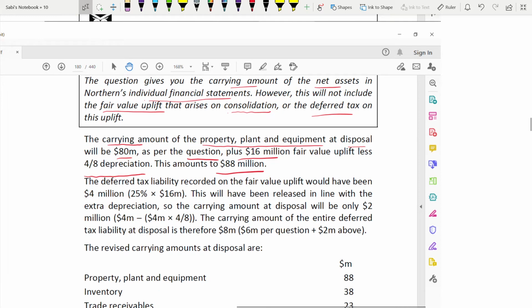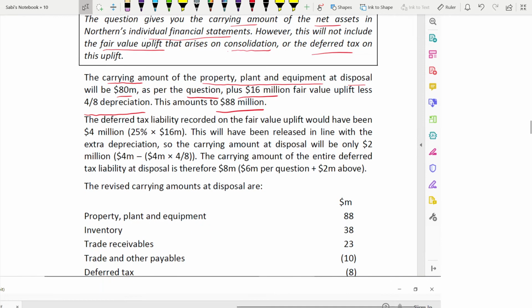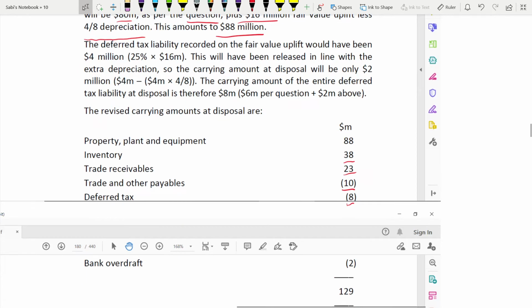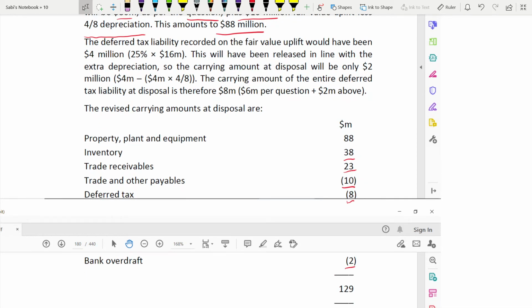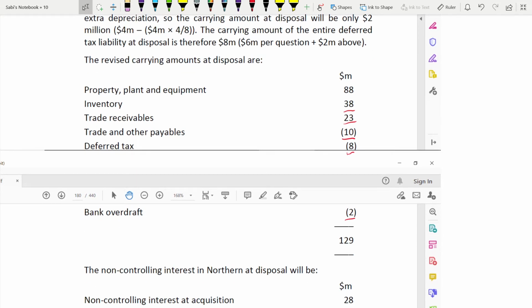Next, the rest all remains the same. Inventories 38, trade receivable 23, trade payables you have to deduct, and deferred tax 8 you have to deduct. Bank overdraft of 2 you have to deduct, and your revised carrying amount. Whenever you're revising something, please write that it is revised. Carrying amount at disposal. At disposal, write the event also. At which date? Carrying amount at disposal is 129.